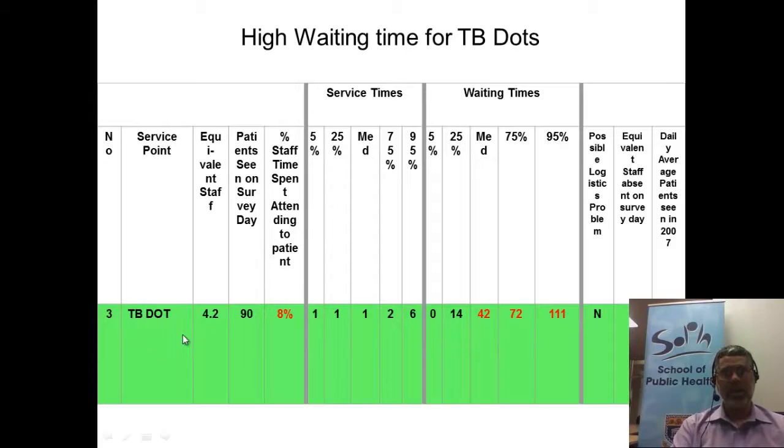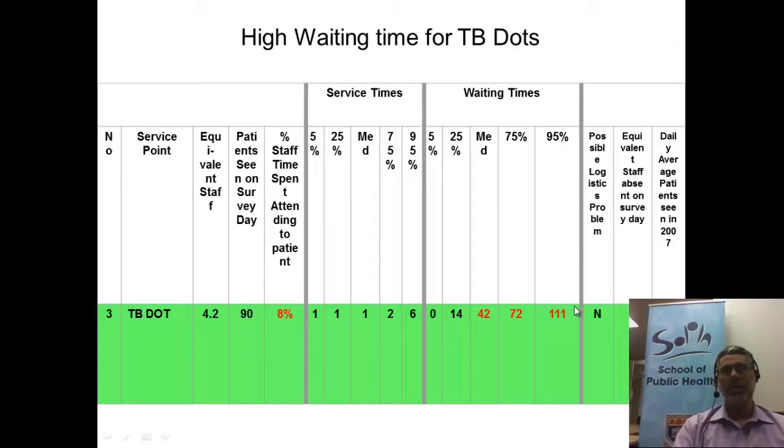So what is the key thing about TB dots? What does that mean? It means that patients come to receive medication almost every day of the week, certainly the Monday to Friday. And so they come in there regularly, the same people, and they're just collecting their medication. So it's clear you do not want to keep them waiting. Their wait should clearly be kept to an absolute minimum, under 5 minutes. And yet here we have patients waiting on median 42 minutes, and some of them waiting almost 2 hours just to receive their daily medication.